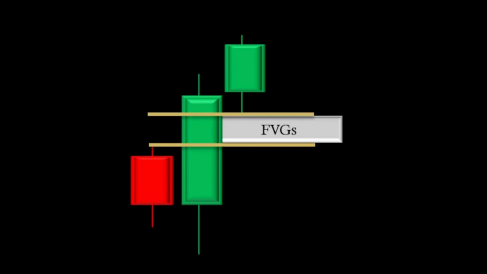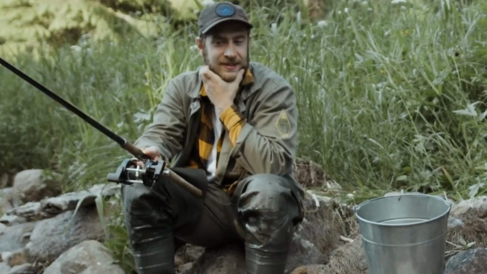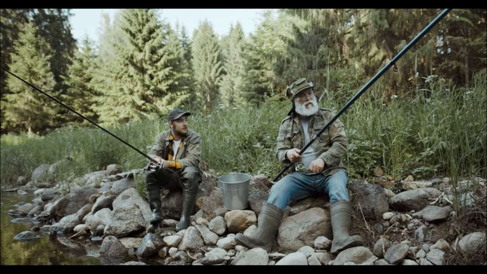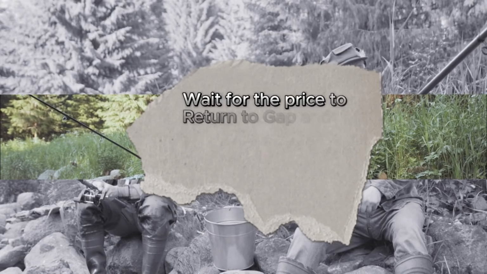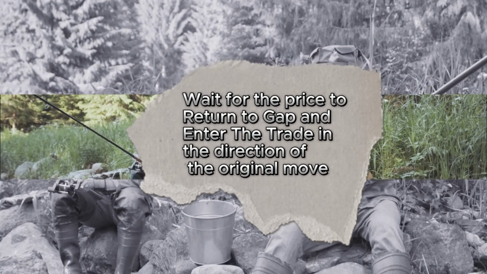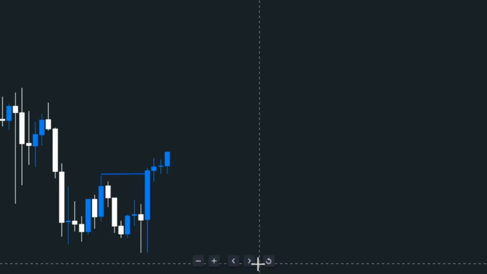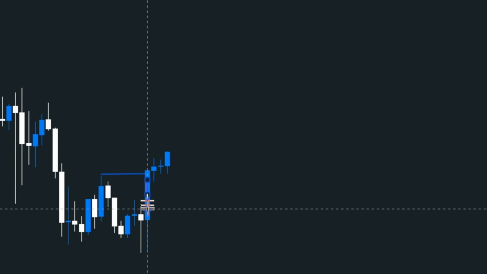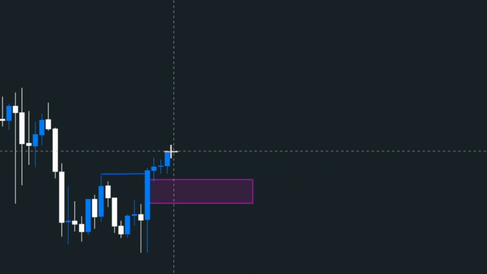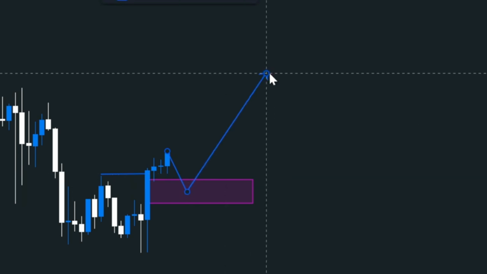One strategy involves waiting for the price to retrace back to the gap after a strong move. Imagine you're a fisherman, patiently waiting for the fish to return to a known feeding spot. Similarly, you wait for the price to return to the gap, and then you enter the trade in the direction of the original move. For instance, in an uptrend, if you spot a fair value gap, you could wait for the price to retrace back into that gap before going long.